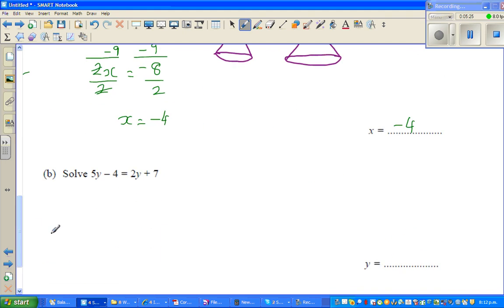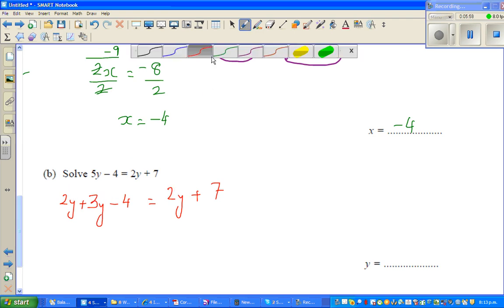Okay, the last question. You want to find what y is. So I'll do this in a different way. Can I say this is 5y? Can I write this 5y as 2y plus 3y minus 4 is equal to 2y plus 7? Basically what I've done is I've made this 2y plus 3y. So you've got a 2y here, and a 2y here.